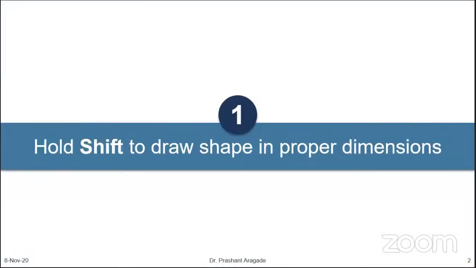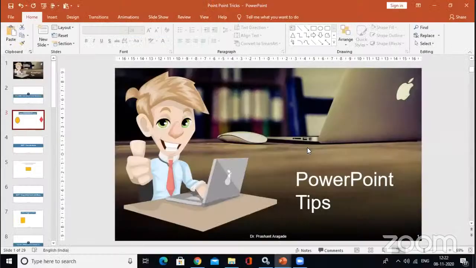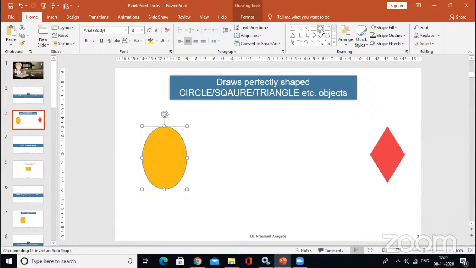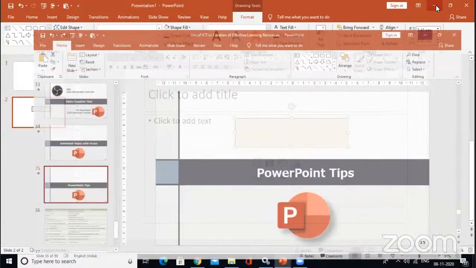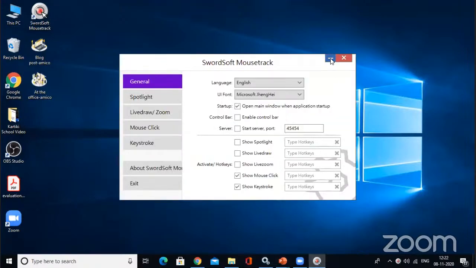Okay, the first thing is hold Shift to draw shapes in proper dimensions. If you hold the Shift key, it allows you to draw a perfectly shaped circle, square or triangle, etc. See, here is one object. Okay, here is another object. It is not a proper circle. So how to draw it? Just select the auto shape circle. While drawing, you just have to press Shift. Okay, I will start one of the applications, so you will get the key information at the bottom of my screen.